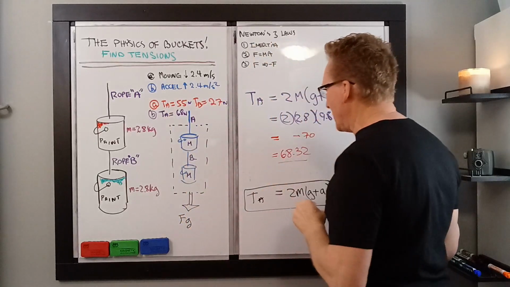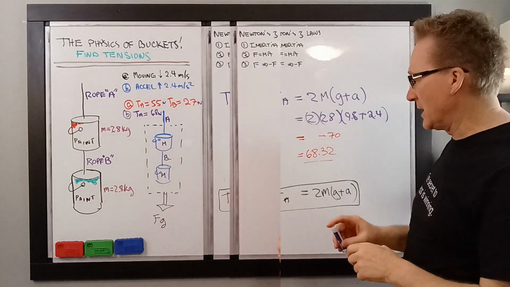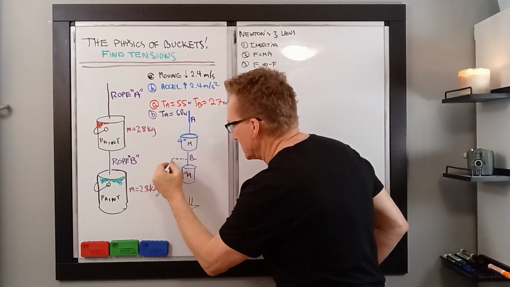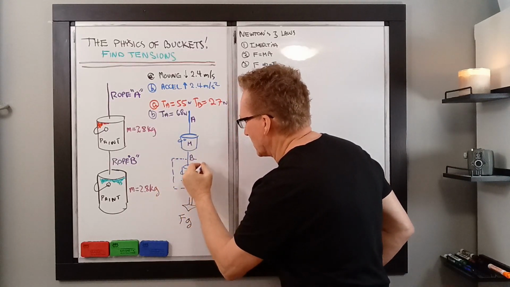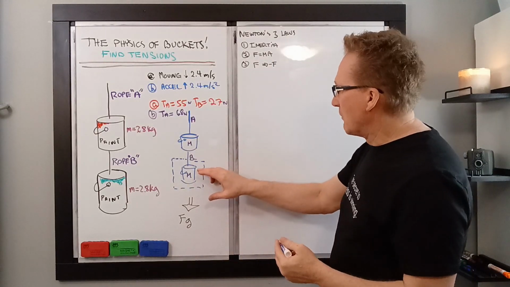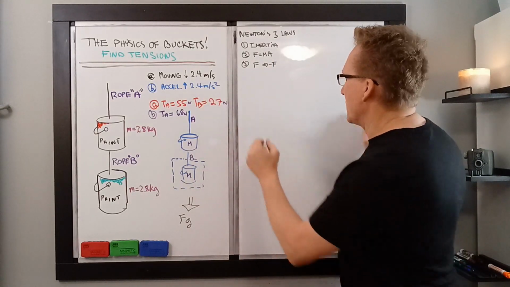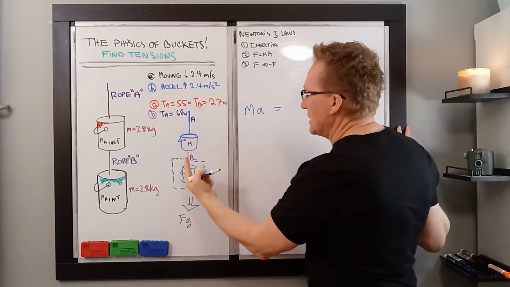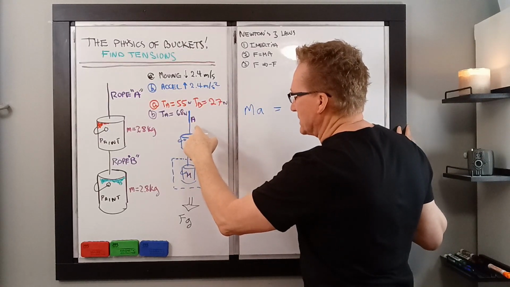So let's check TB here. Just erase a couple of things. We'll do it again. So for the tension in rope B, what we would do is we would isolate just this pail here. And then we look at this pail and we say, what forces are acting on this? Well, we know that the acceleration is upward. So it's going to be mass times acceleration. This is going to be positive in this direction. So we're going to take this as positive.